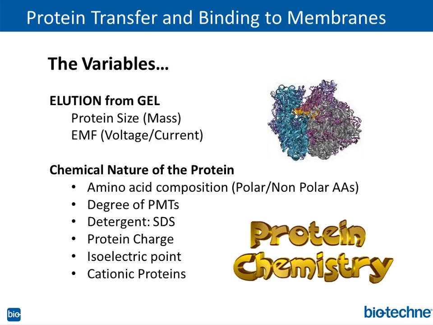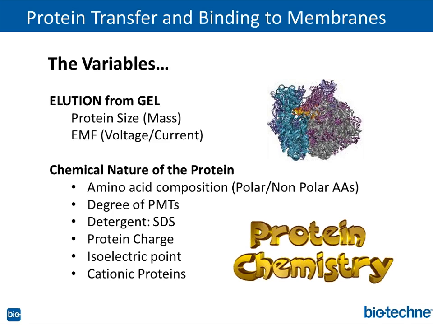Now related to that, of course, is your electromotive force, your current or voltage. Try to understand this relationship: the larger the protein, the greater the current or voltage you should use, because the greater the current or voltage, the greater the elution efficiency from a gel. So if I've got a 150 kilodalton protein and I'm having trouble getting it out of the gel, I need to crank up my current and voltage to increase the force to get that protein out of there.